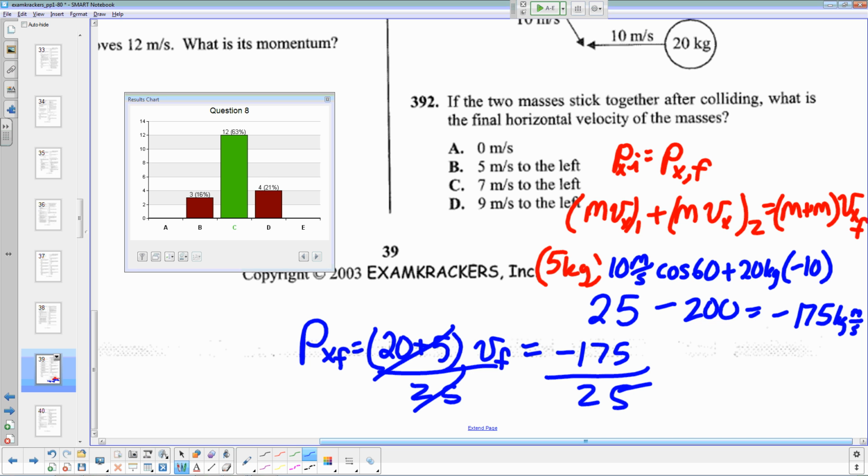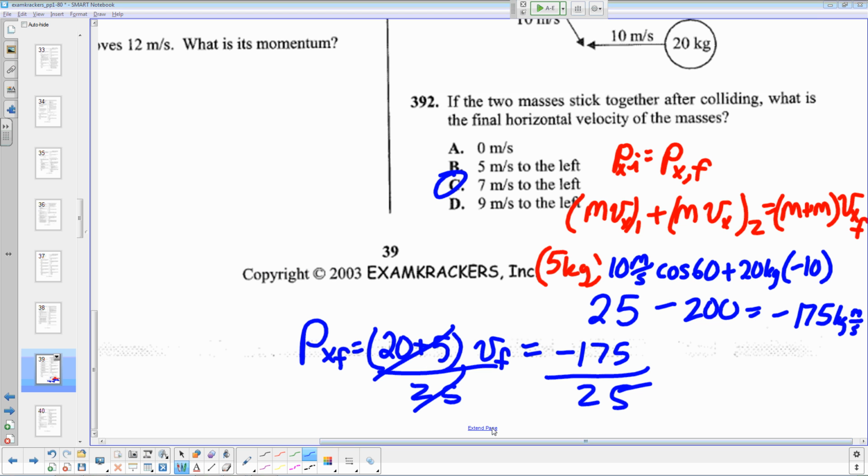That's negative 7 meters per second to the left. It's negative, so that's to the left. All right? Good. Momentum problems are pretty straightforward for the most part. These conservation of momentum problems like this, you just want to set the initial momentum equal to the final momentum. All right, good job.